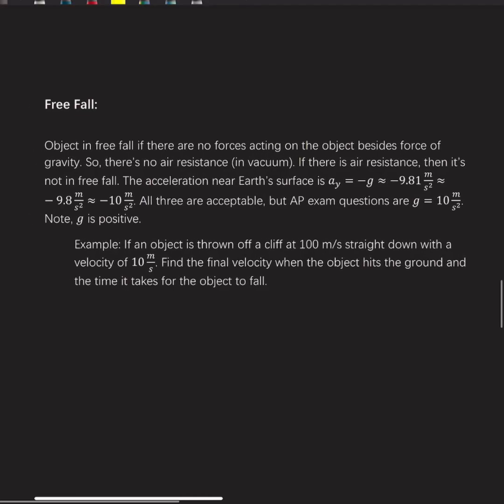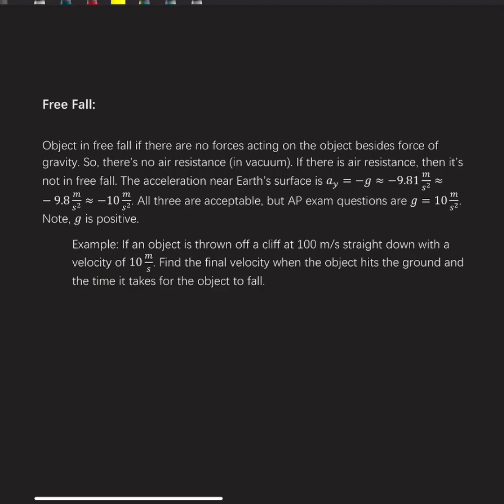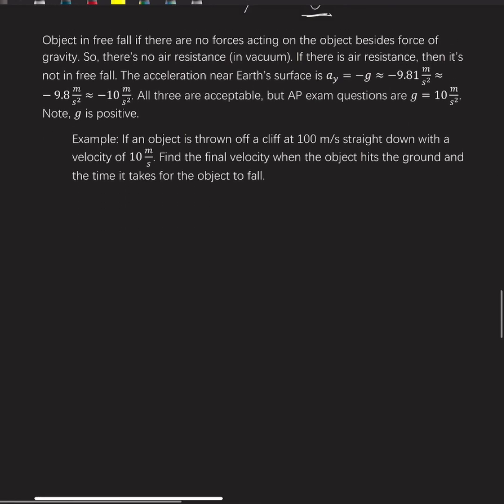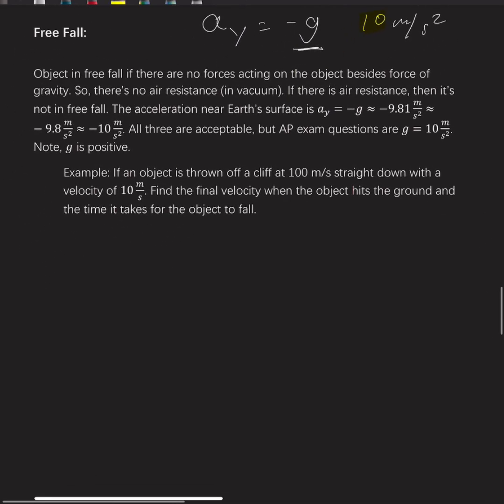But on AP exam questions, g is equal to 10 meters per second squared. g is always positive. That's why the acceleration in the y direction is equal to negative g. The g is equal to 10 meters per second squared, and it's recommended to use 10. And if there is air resistance, then it will not be negative 10 meters per second squared. It will be a little bit less than that.